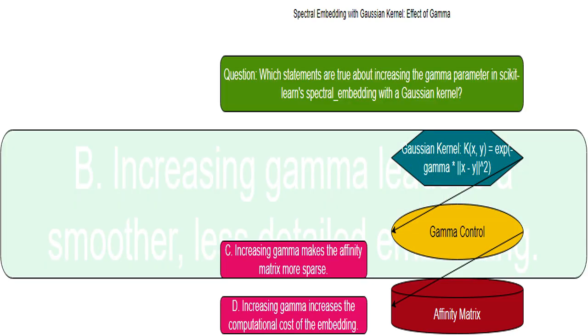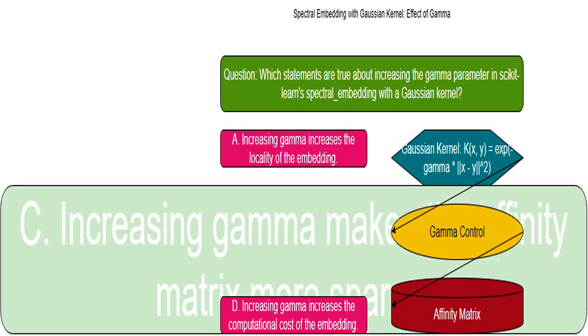This statement is generally true. Because a larger GAMMA makes the similarity between distant points drop to near zero, it makes the affinity matrix sparser, containing more zeros. This statement is true because while a sparse matrix can be computationally cheaper, the increased precision needed to handle very small values with higher GAMMA might offset those savings, increasing overall computational time.